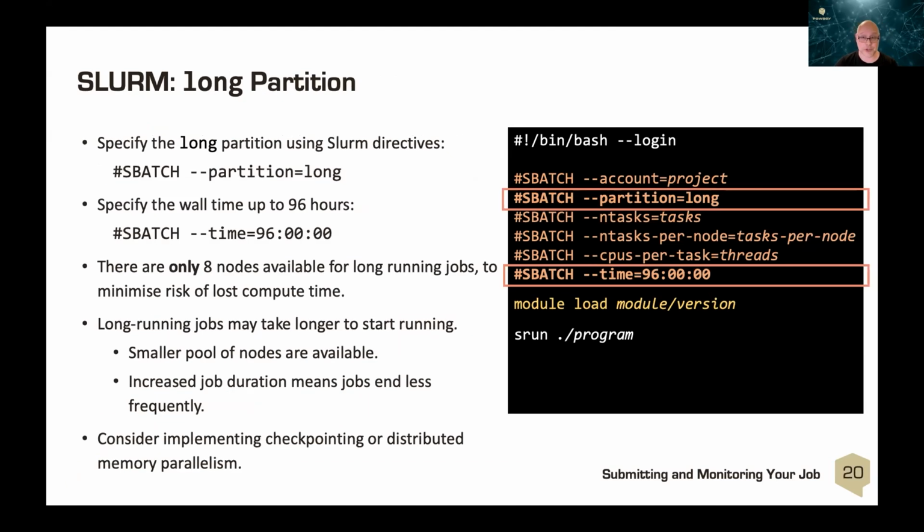Lastly, we have the long partition, which is specifically for jobs that require more than 24 hours of runtime. There is still a maximum runtime of 96 hours per job, and as with the highmem partition, there are only 8 available nodes, which may lead to some contention. We strongly recommend restructuring your tasks to fit within the work partition if that is possible.